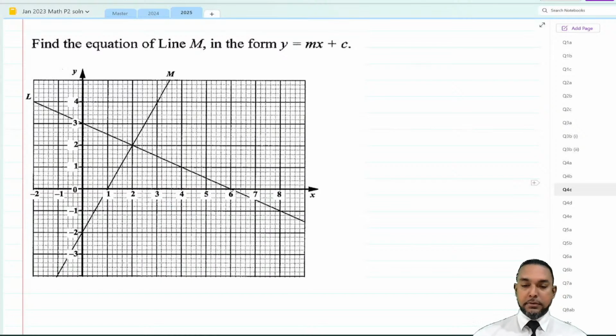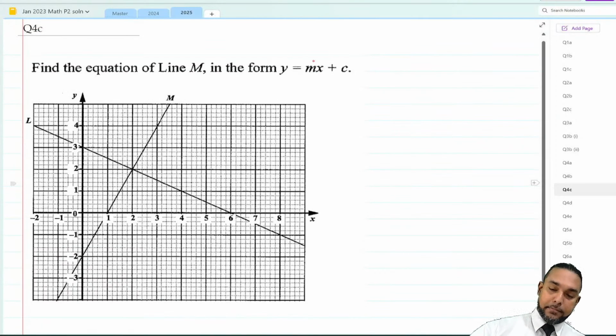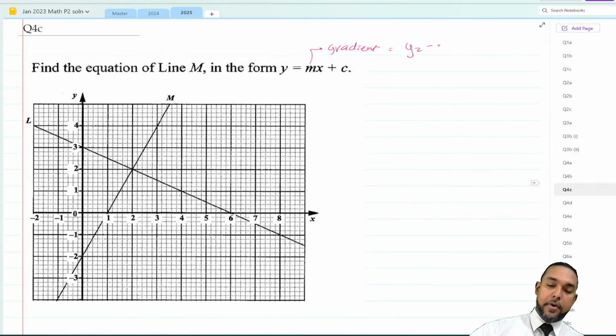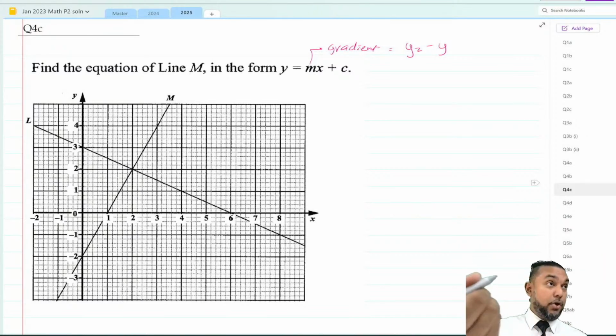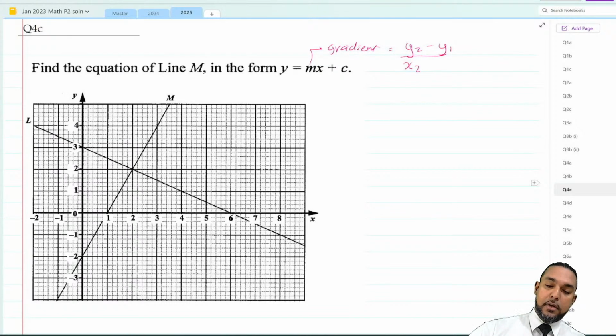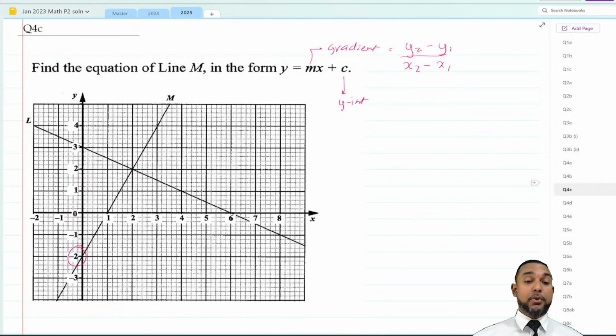All right. So to find the equation of the line in the form y equal to mx plus c, first just tell me what is m? M is the gradient. Very good. Do we have a formula for the gradient? You have to use m is equal to y2 minus y1 over x2 minus x1. So we need 2 points from line M. We already have the y. Now, what is c? C is the y-intercept, which we found in part A of the question.